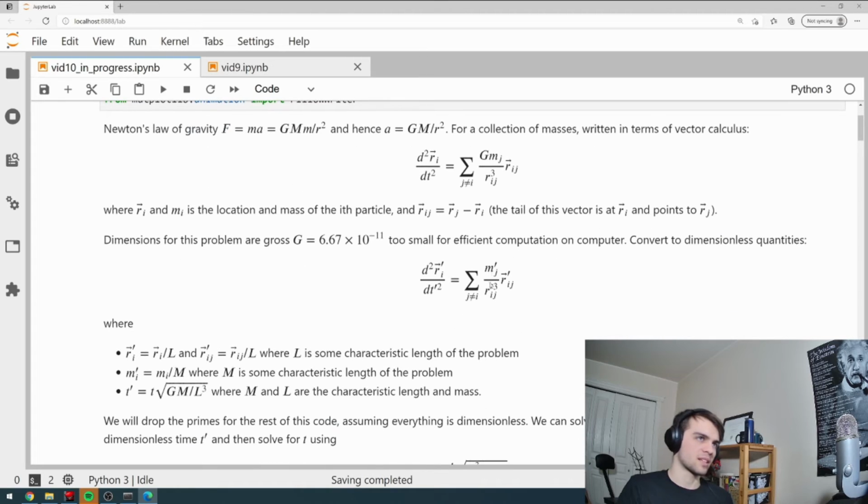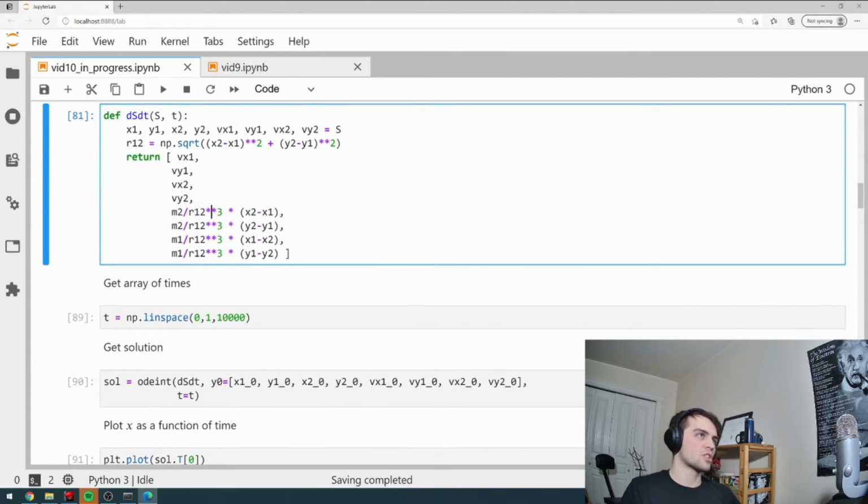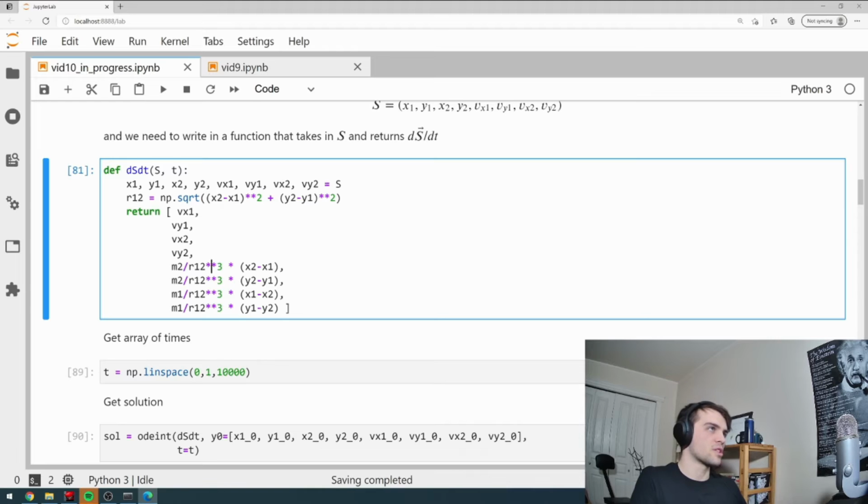Sorry, technically it comes from this expression here. So you have one term, and this r prime ij gets separated into the x and y components, like this. So these are the components. I didn't want to type all this out because there's a lot of repetition here. And so we can solve this differential equation.